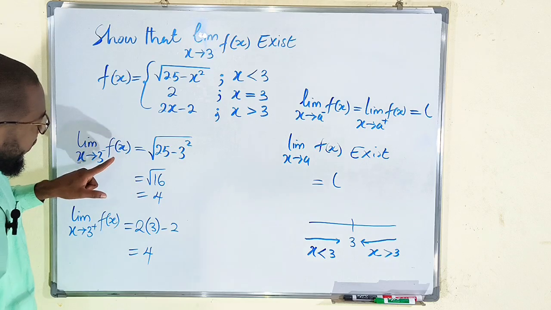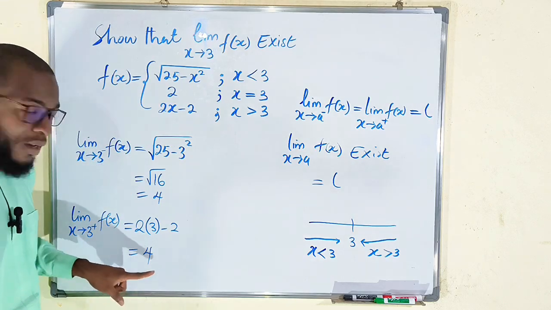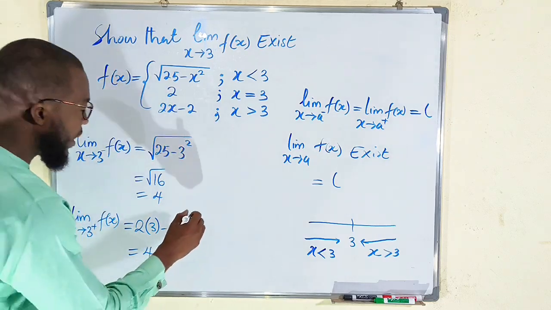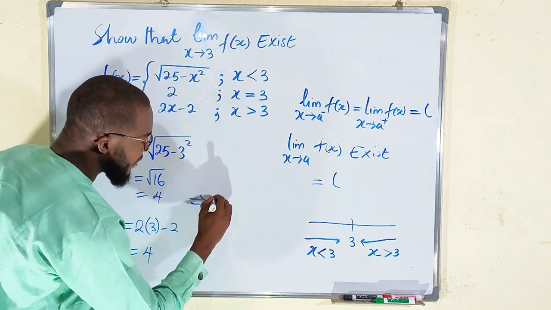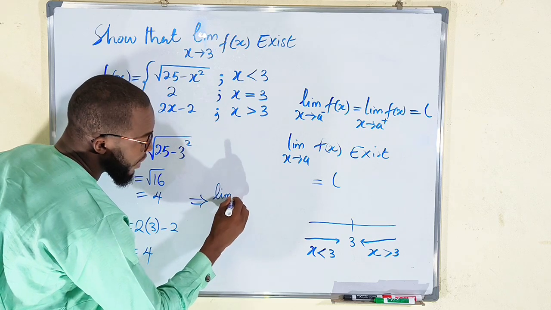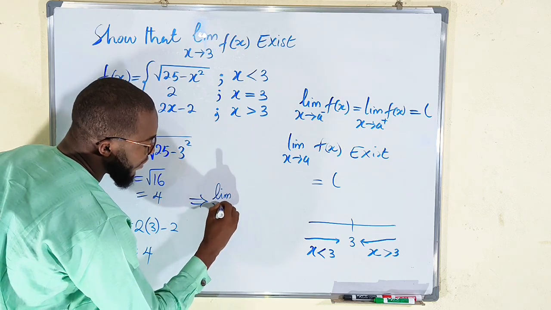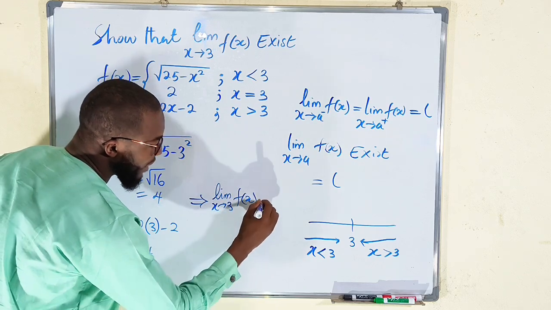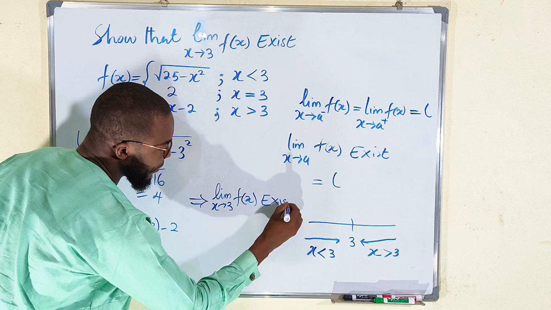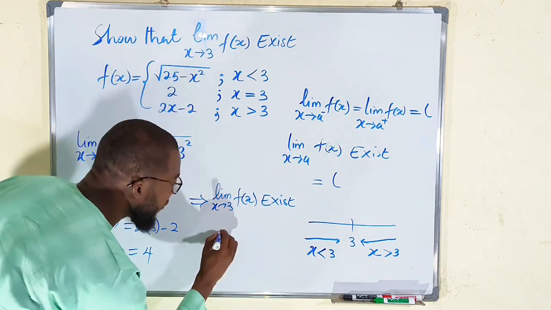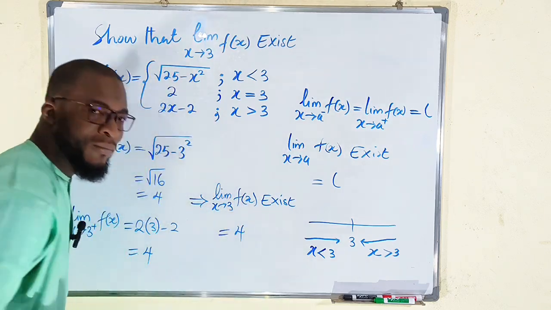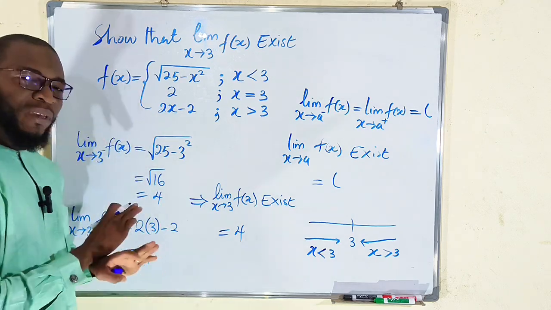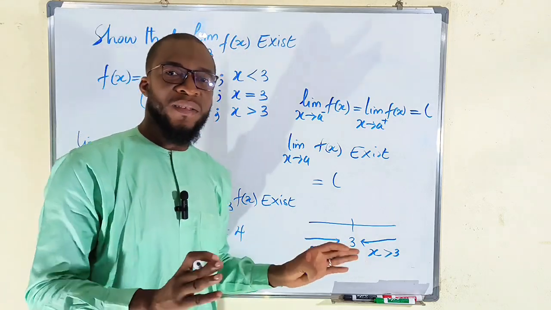You can see that both the left hand side and the right hand side limits are equal, 4 and 4, which means, therefore, this implies that the limit as x approaches 3 of that function f of x exists. It exists, and it is equal to 4 as well. But if this value is different from this value, the limit does not exist.